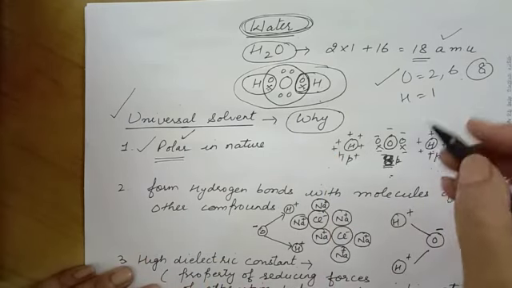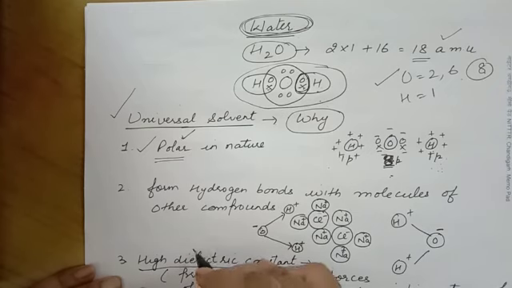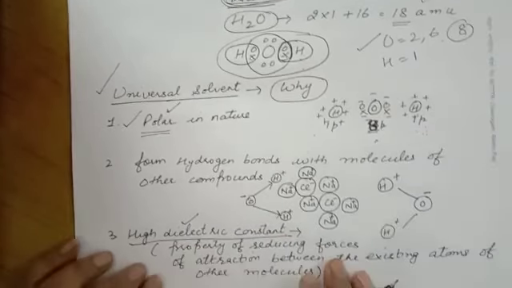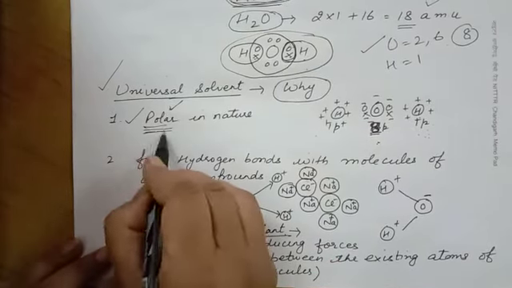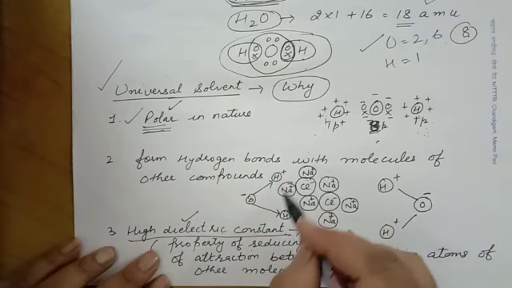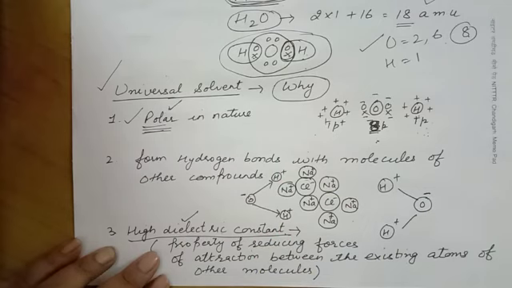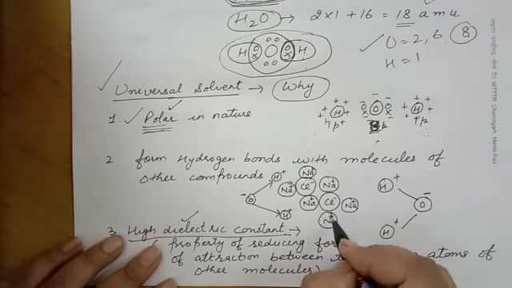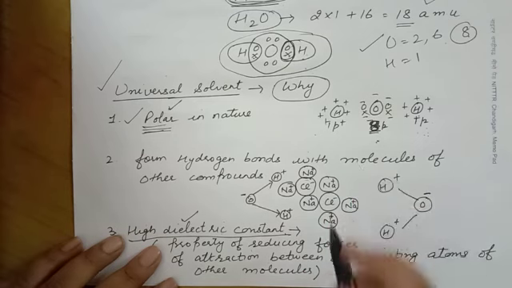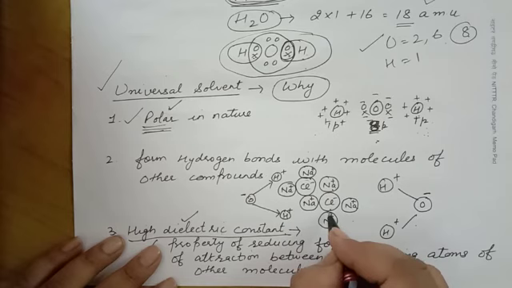These polar compounds have high dielectric constant. Now what is high dielectric constant? This is a property with which a polar compound reduces the forces of attraction between the atoms of other molecules. For example, if we put sodium chloride in water. Now sodium chloride is made up of 2 ions. Sodium carries positive charge and chlorine carries negative charge.